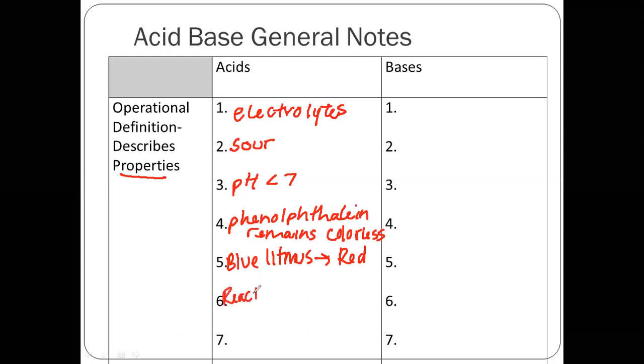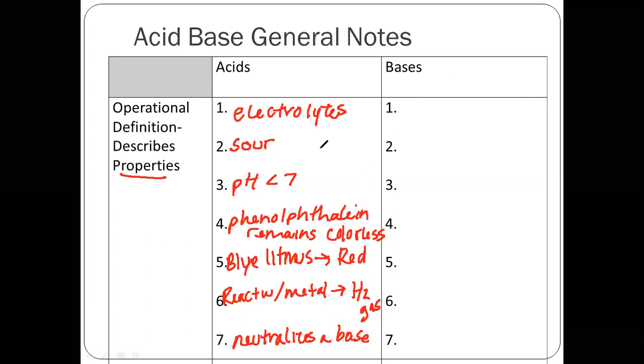Reacts with a metal. And when it reacts with a metal, it makes hydrogen gas. Oops, I spelled that wrong. There. And then an acid neutralizes a base. Meaning it'll produce something neutral like water.